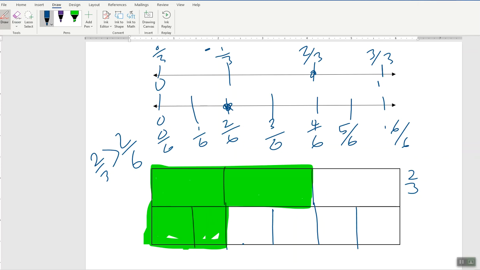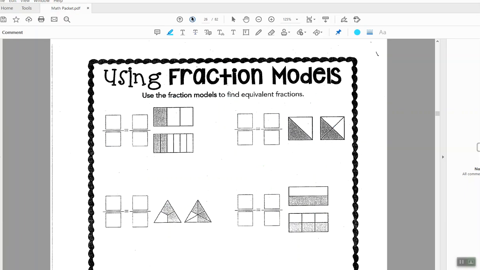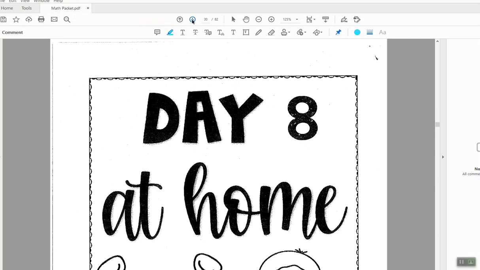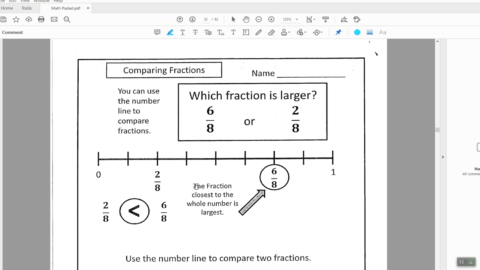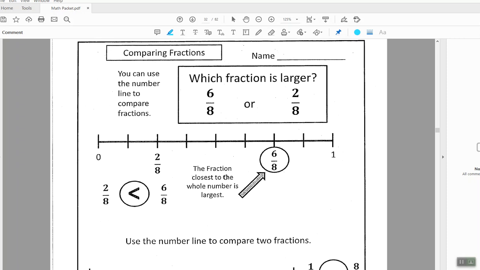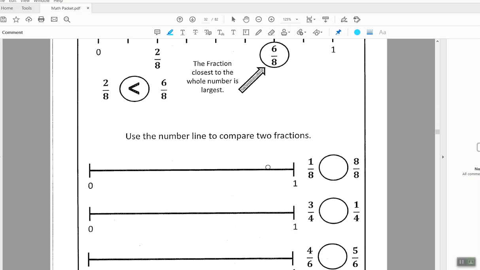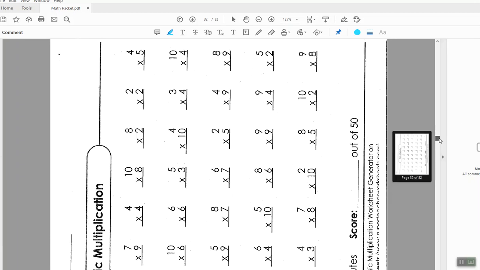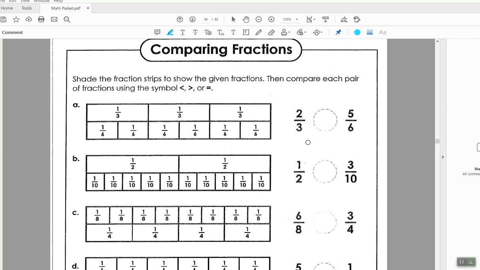So let's use this to take a look at your work. So we did equivalent fractions the other day. We want comparing fractions. Okay. So comparing fractions, which fraction is larger, 6/8 or 2/8? Same thing. Plot them on your number line. Whichever one is closest to 1 is the larger number. And you will notice that if the denominators are the same, the larger numerator is the larger number. But that isn't the same if they are different denominators. So I feel like the same denominator is fairly easy. So let's go down to if the denominators are different.